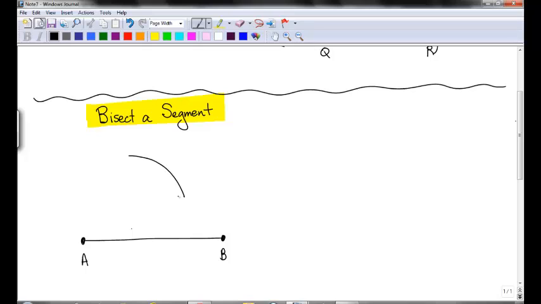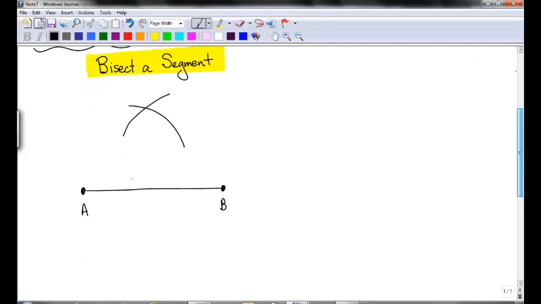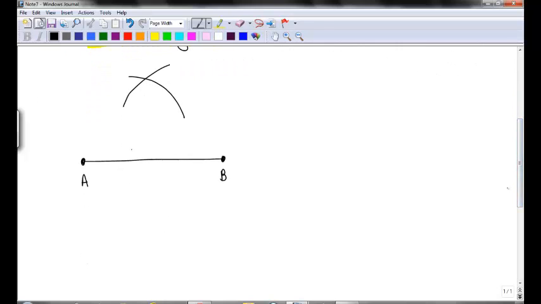Then don't change your compass. Keep the compass the same distance. Put the point over here on B, and it's going to draw another arc. So there's going to be another arc that will show about like that. So you want them to intersect. And we're going to do the same thing down below. Put your point on here.